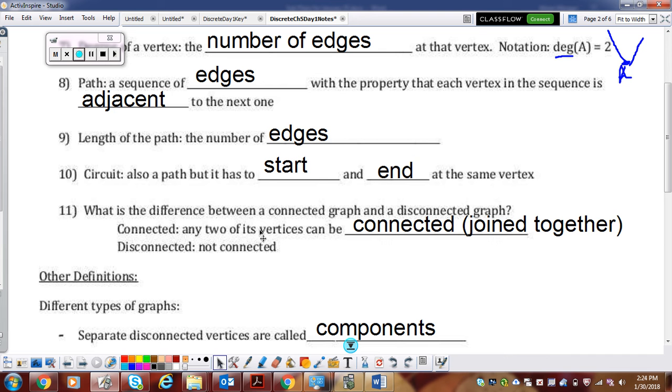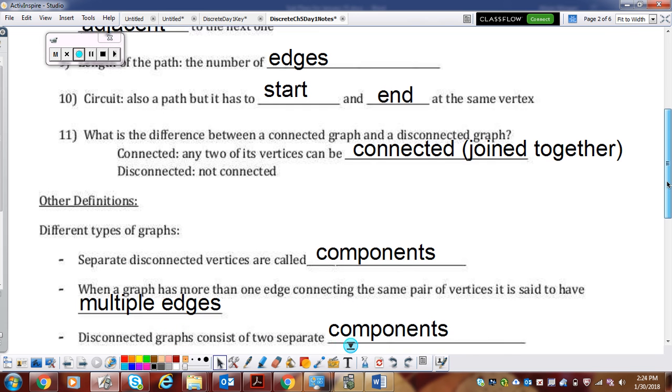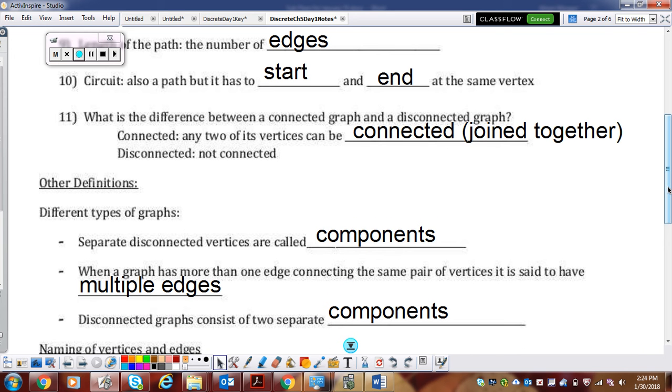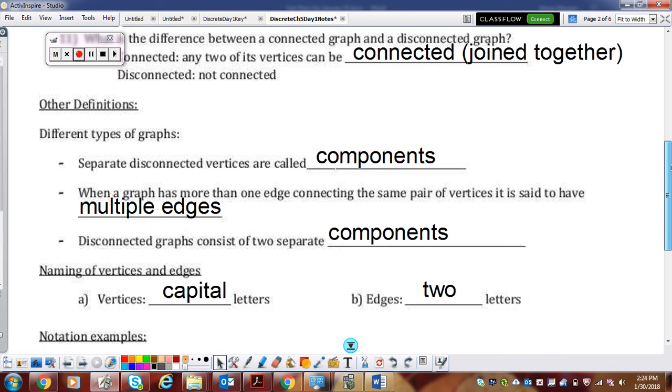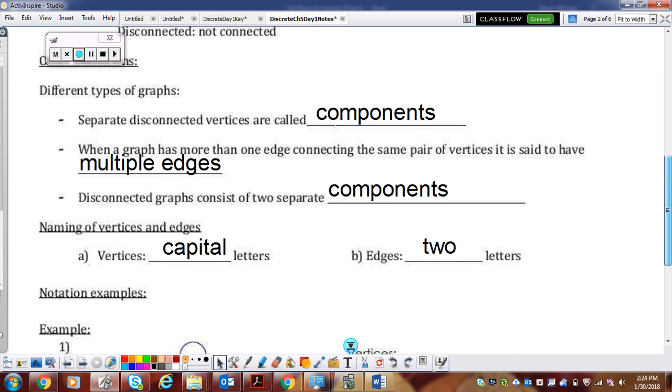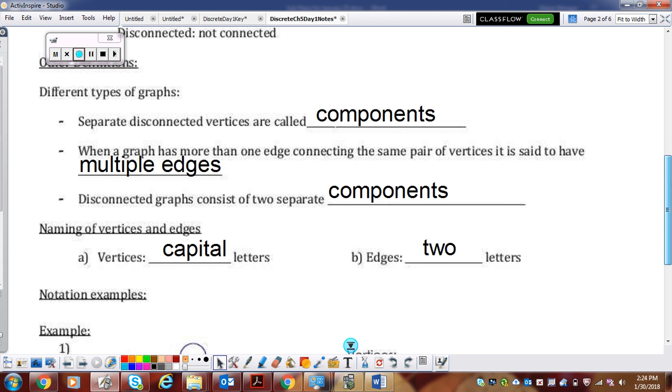Now we also have something called connected graphs and disconnected graphs. Connected is when all the vertices are joined together, and there's a way to go to each one of them. Disconnected means that they're not connected. Here are some other definitions as well. There are different types of graphs. When you have separate disconnected parts, they are called components. When a graph has more than one edge connecting the same pair of vertices, it is said to have multiple edges. Disconnected graphs can consist of two separate components.